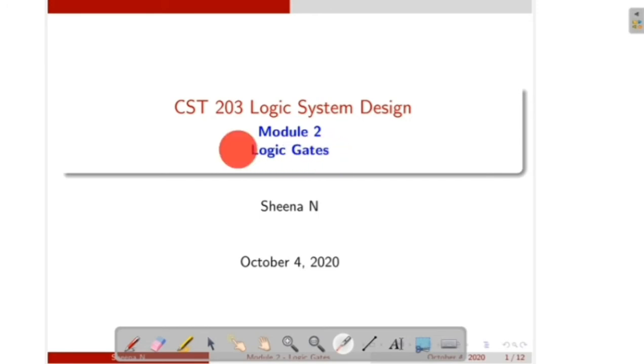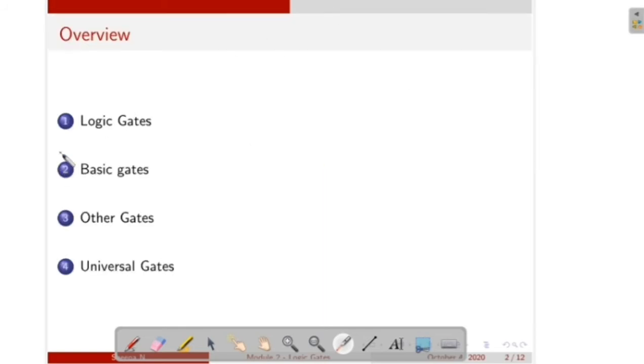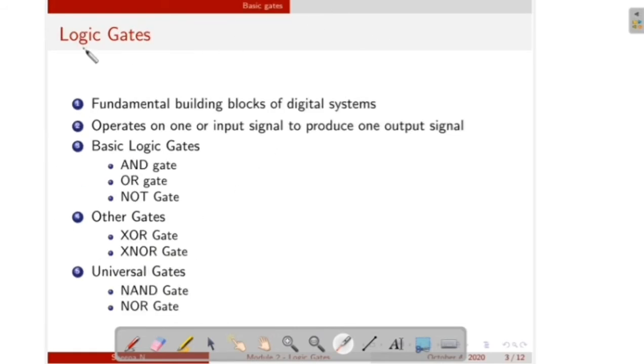These are the basic building blocks of digital systems or digital devices. Here we will discuss what we mean by logic gates, what the different types of basic gates are, then what the other gates are, then what we mean by universal gates and what the different types of universal gates are. So what is a logic gate?